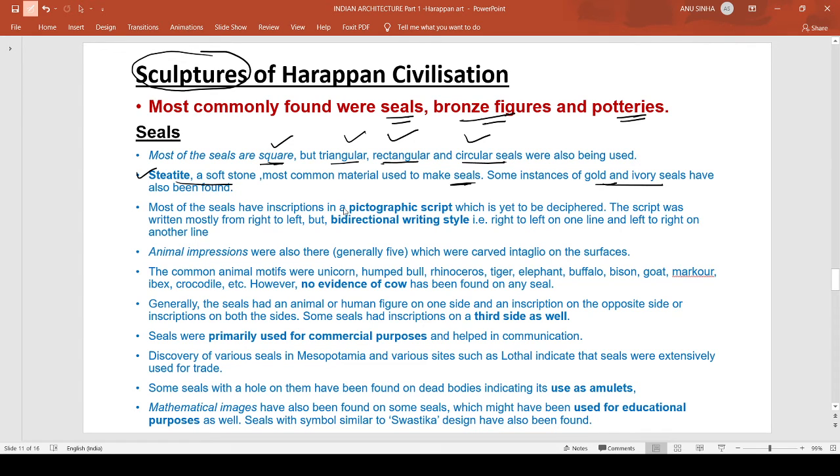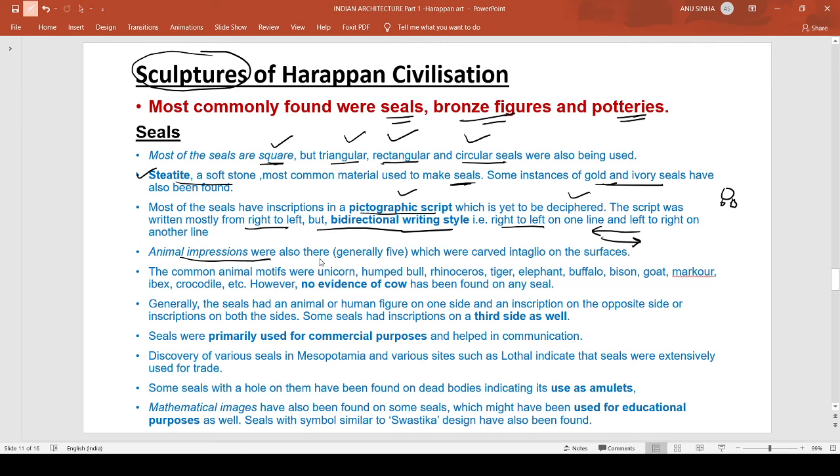Most of the seals have inscriptions in a pictographic script which is yet to be deciphered. The script was written mostly from left to right, but it was a bi-directional writing style: one line is written from right to left, and the next line from left to right. So most of the seals discovered are pictographic, with pictures on them, and the script has not been deciphered completely.